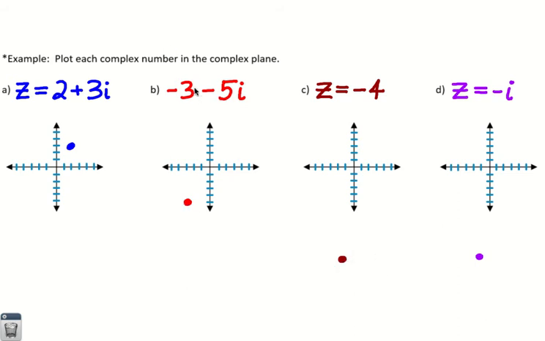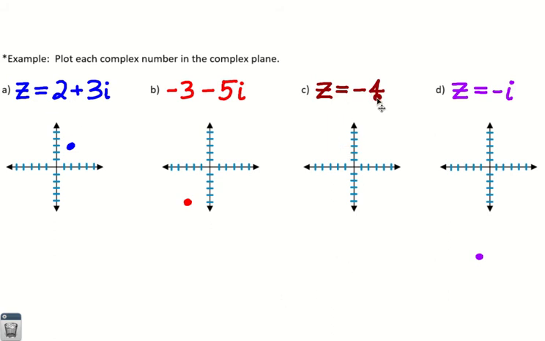And you don't really need a z necessarily, but if you said z equaled that, then you'd be plotting z. But you're really just plotting negative 3 minus 5i. Just like over here, when we were plotting z, but specifically we were plotting 2 plus 3i.